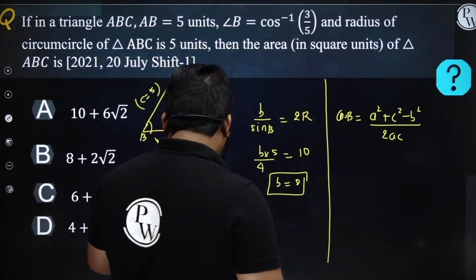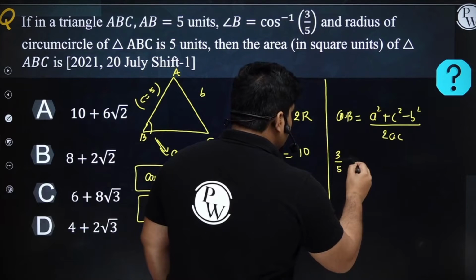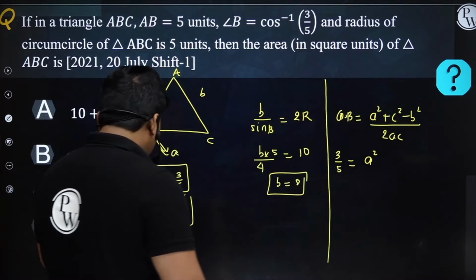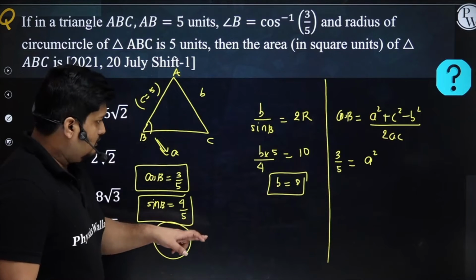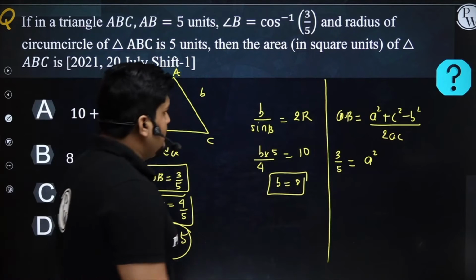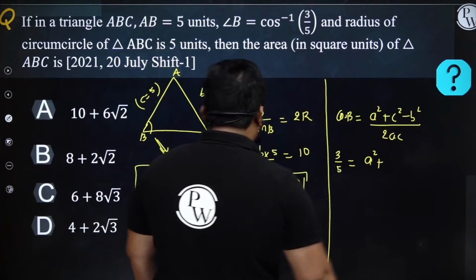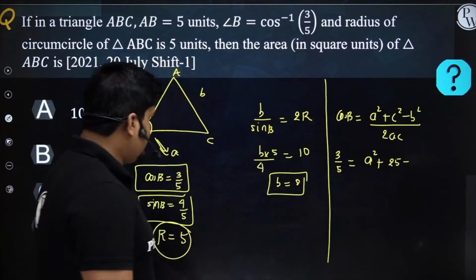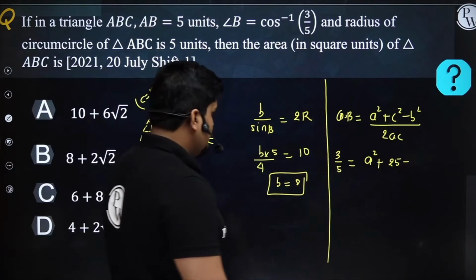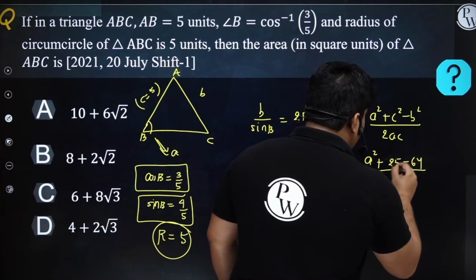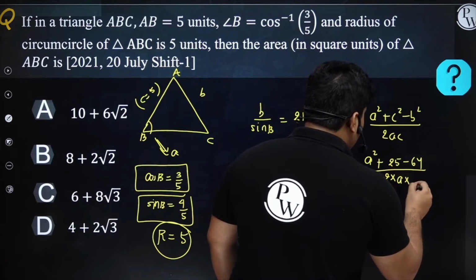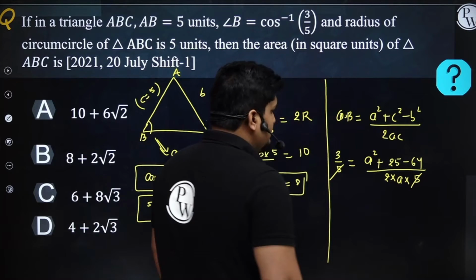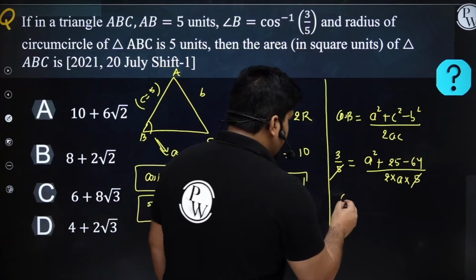So what is cos B? It's 3 by 5. A is unknown, right? So A square plus C square, C is 5, so 25, minus B square, B is 8, so 64, divided by twice A into C. C is 5, so this 5 will cancel out. So 3 into 6, 6A.